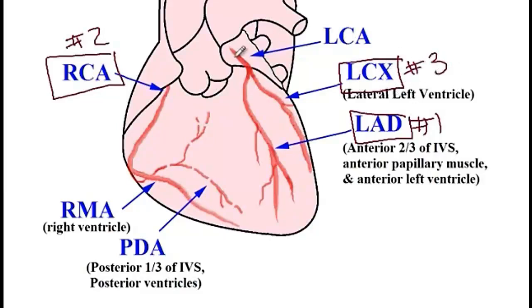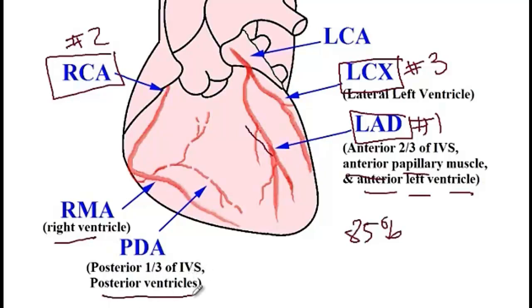So just to go over the anatomy, left coronary artery gives rise to the left circumflex, which supplies blood to the lateral left side of the ventricle. The left coronary artery also gives rise to the left anterior descending, which supplies blood to the anterior 2/3 of the interventricular septum, anterior papillary muscle, as well as the anterior left ventricle. The right coronary artery, on the other hand, gives rise to the right marginal artery, which supplies the right ventricle. It also gives rise to the posterior descending artery in 85% of the times, and thus the posterior descending artery will supply the posterior 1/3 of the interventricular septum, as well as the posterior ventricles.